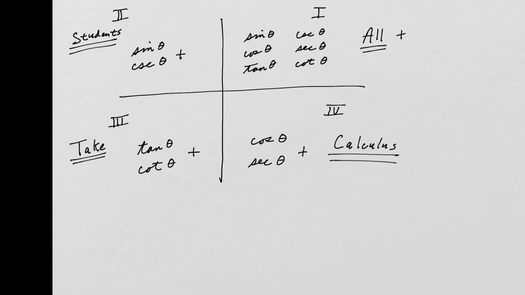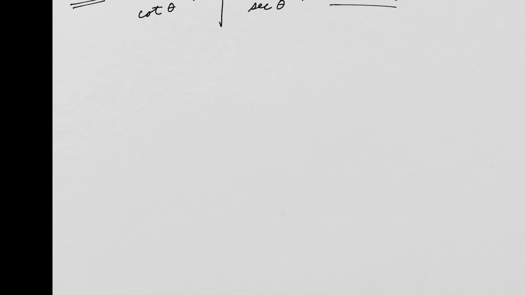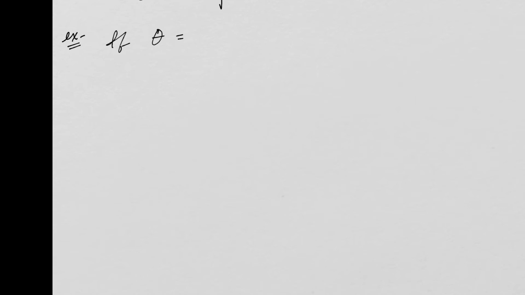So here, let's do an example. Let's say we're given an angle. Theta is equal to negative 13 pi over 3. And given that angle, I want to find the sine, cosine, tangent, cosecant, secant, and cotangent of that particular angle, right? Of negative 13 pi over 3.